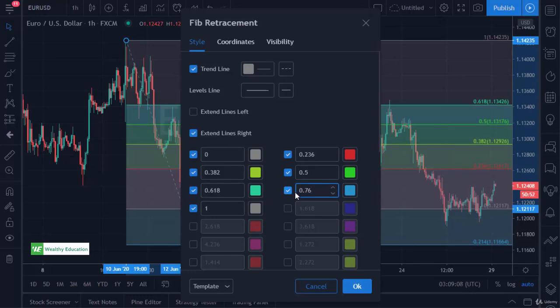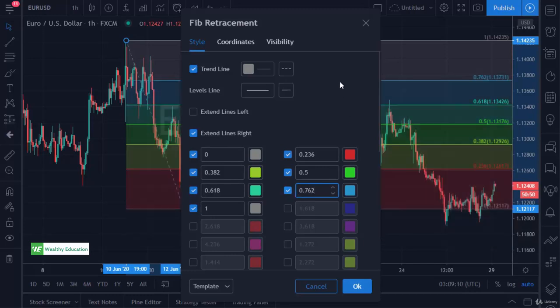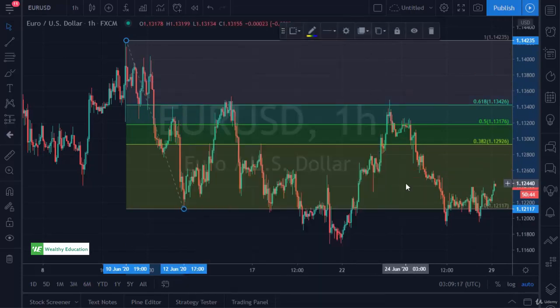At this point, they normally have the 76 and the 23. Most traders don't use it, so I just put them on there just to show you that those are two of the levels that they do pay attention to. I mean, some traders do, but 23 and 76 are the least important. So most people just stick to these.